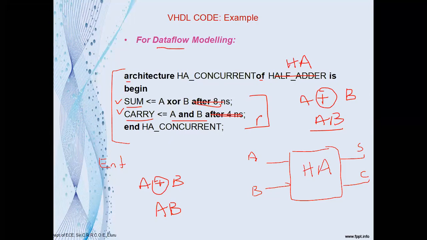అసలు మీరు after అనే కీవర్డ్ వాడలేదనుకోండి, అప్పుడు ఏమవుతుందంటే A exclusive OR B and A and B, they will be simultaneously executed with the same time and the sum and carry get updated. That is data flow modeling style. అర్థమైందా? So for today we will stop here.